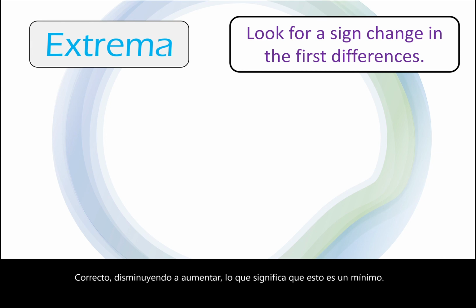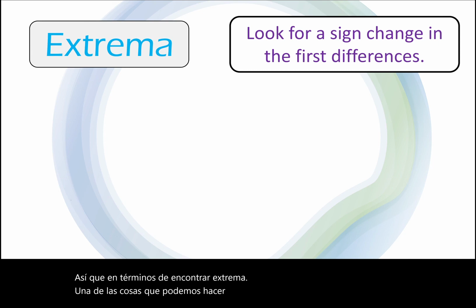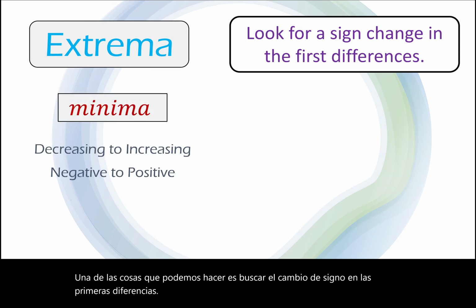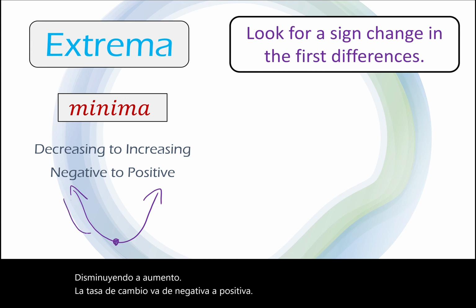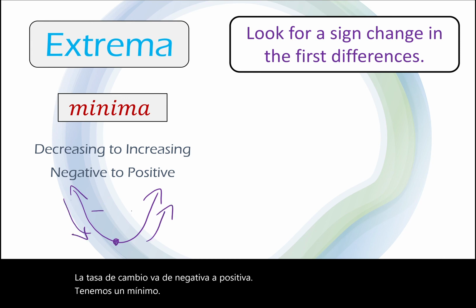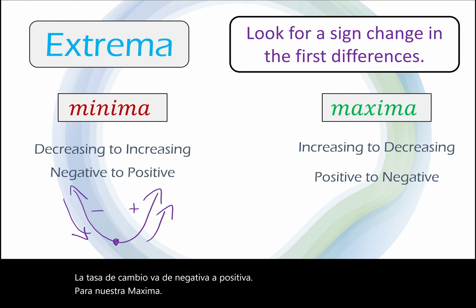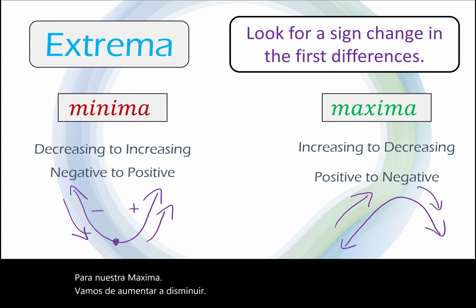So in terms of finding extrema, one of the things that we can do is look for a sign change in the first differences. For minima, decreasing to increasing, the rate of change is going from negative to positive, we have a minima. For our maxima, we're going from increasing to decreasing. Our rate of change is going from positive to negative. And again, that's a max.